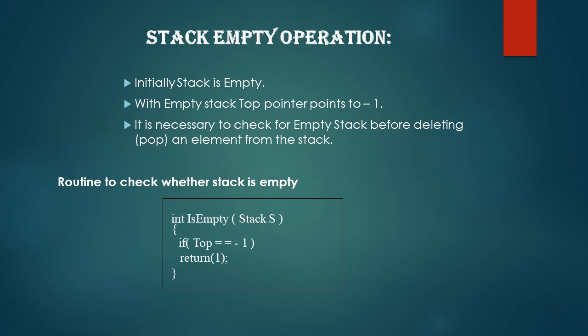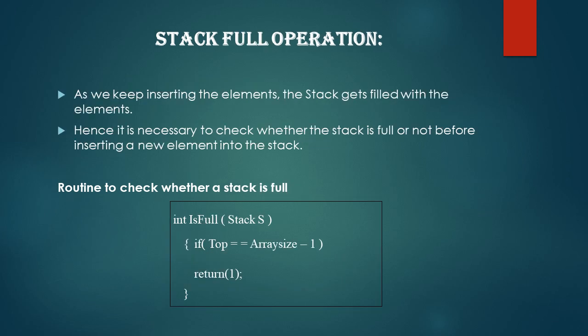By performing the stack empty operation, initially the stack will be empty. With an empty stack, the top pointer points to -1. It is necessary to check for an empty stack before deleting an element from the stack. Routine to check whether the stack is empty: int is_empty(stack S), if top is equal to -1, then return the value 1.